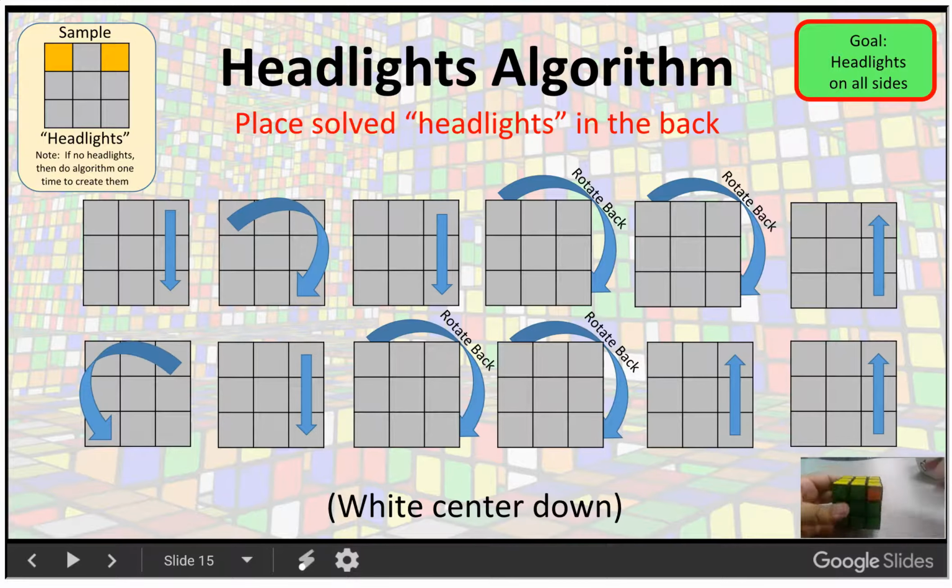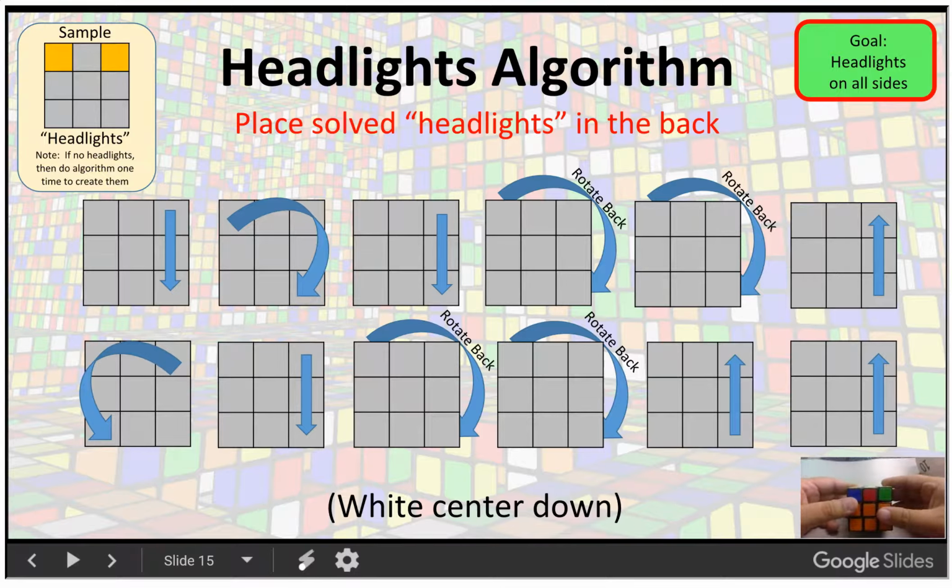So headlights algorithm. What headlights look like is I have two pieces, and it doesn't matter if that's red, that's still headlights, but headlights I have on the sides here at the top, on the top layer. So I don't have headlights anywhere else. I only have headlights on my red side. What you want to do is put your headlights on the solved side. So my red headlights, if I had it where it looked like this, I'm going to move my red headlights to the red side. Right? And then what you do is you just put your headlights in the back.